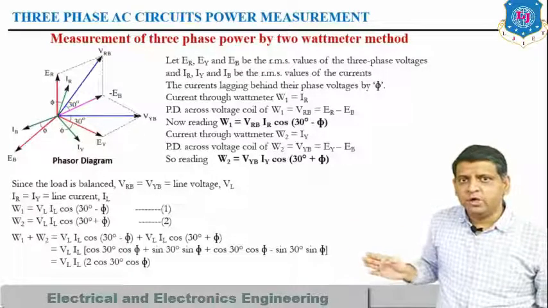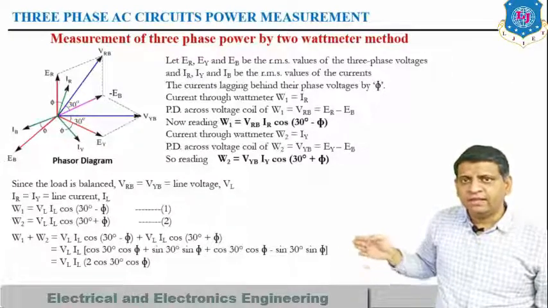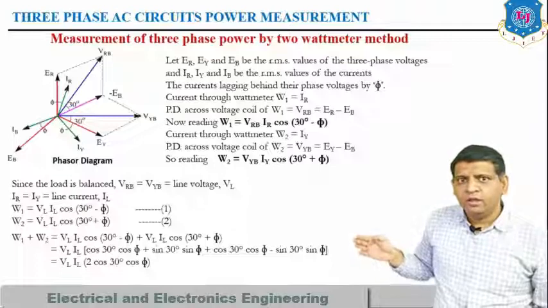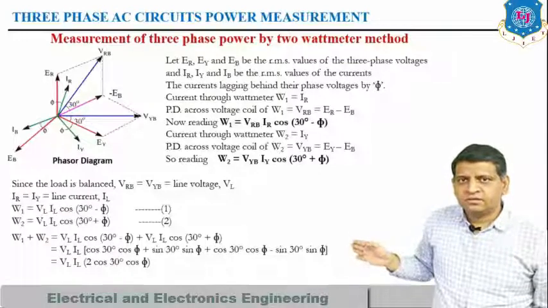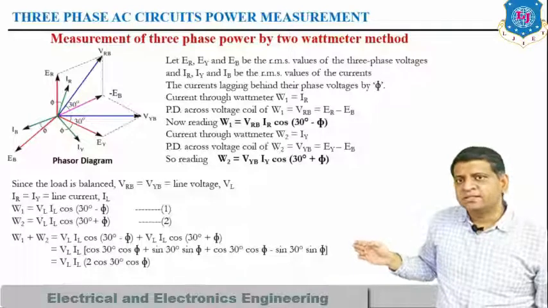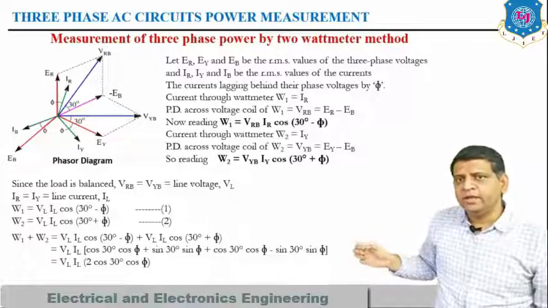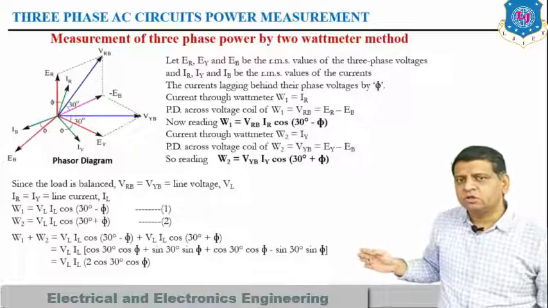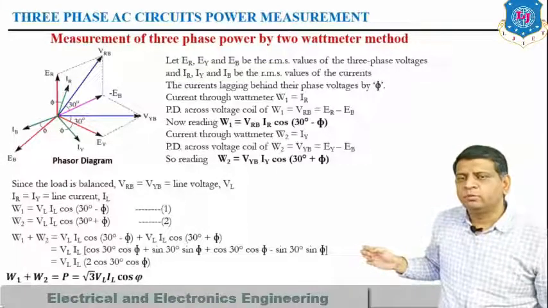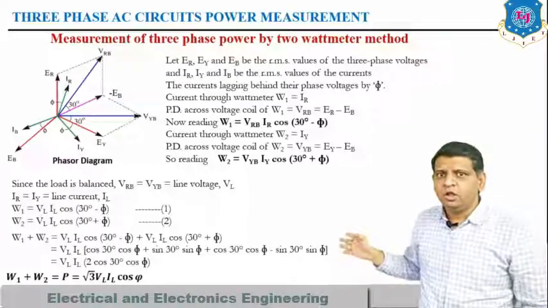Now, here you are taking cos plus cos. So, it is the complete equation like VLIL in bracket, cos 30 into cos phi plus sin 30 into sin phi, plus cos 30 cos phi minus sin 30 sin phi. Once you remove the sin terms, you will be able to find 2 VLIL cos 30 cos phi, and cos 30 is equal to root 3 by 2. So, in total W1 plus W2 is equal to root 3 times VLIL cos phi.